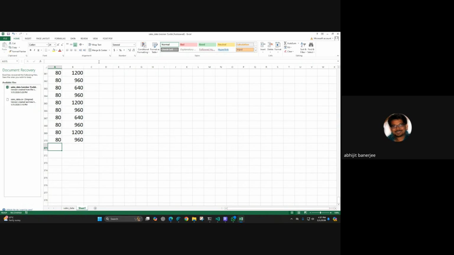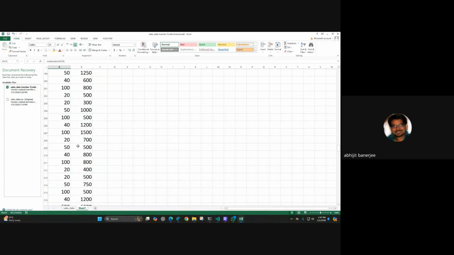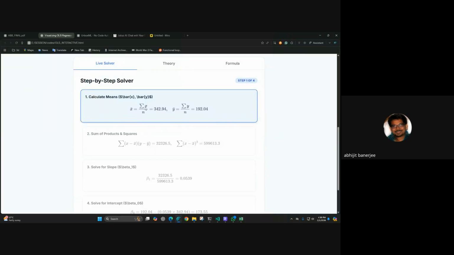I guess I'm not good with Excel, but I will try my best. Equals mean of, I guess, this column. So it doesn't understand mean. Okay, I guess it understands average. Yes, it would be average. So it understands average. Similarly, I can do the same for these two. Now I'll be taking this, and I have these two values, just the numbers. So my first step is done, which is take the mean of X, take the mean of Y.